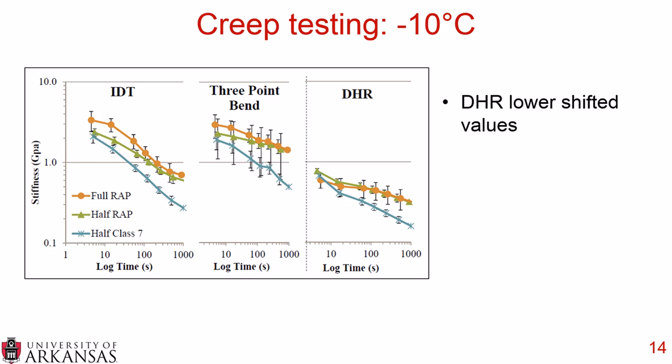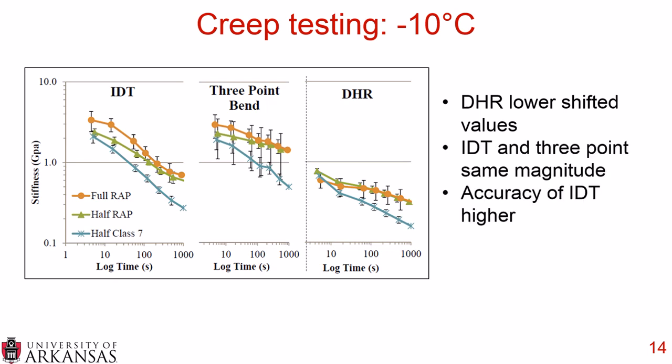And you can see what happened was the DHR lowered all the values, but it shifted it down. So you see the same general trends, but they're just shifted down in stiffness. The IDT and the 3-point bend test had approximately the same magnitude, and they sorted the data in the same way, but you can see that the error bars are much smaller on the IDT. So there's a higher amount of accuracy for the IDT.